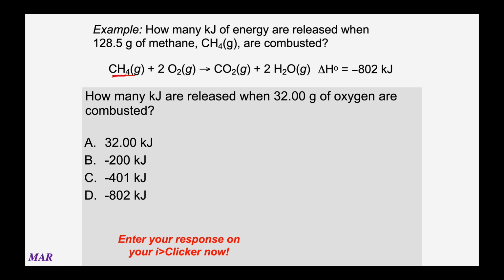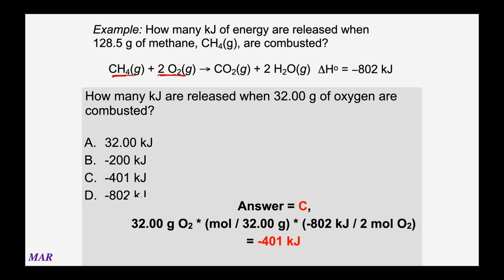So in this one, what we're going to do is turn 32 grams of oxygen into moles of oxygen. There are 2 moles of O2 per reaction. So you can think about that, if you want, as negative 802 kilojoules per 2 moles of O2. But anyway, here's what the math looks like. Grams of O2 to moles of O2. 2 moles of O2 will release negative 802. And again, that comes from this 2 up there and the negative 802 right there. Negative 401 kilojoules. Quite a bit of energy released.